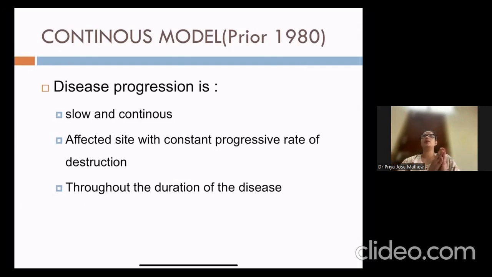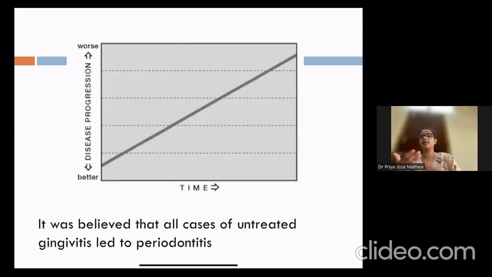When we draw a graph with time and the rate of disease, we can almost draw a horizontal line. That is, with age, the disease is progressing throughout its duration. So what is the inference from that? As the disease increases, all gingivitis cases will progress to periodontitis. That is what they had presumed.